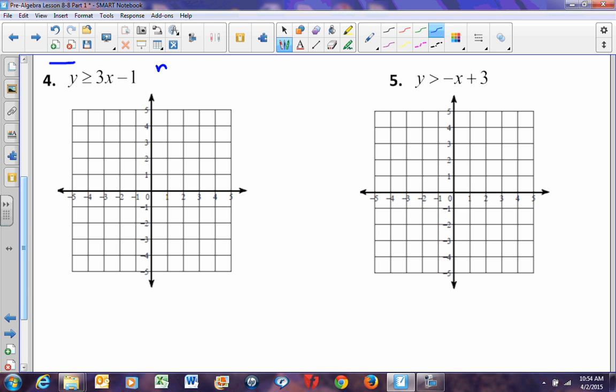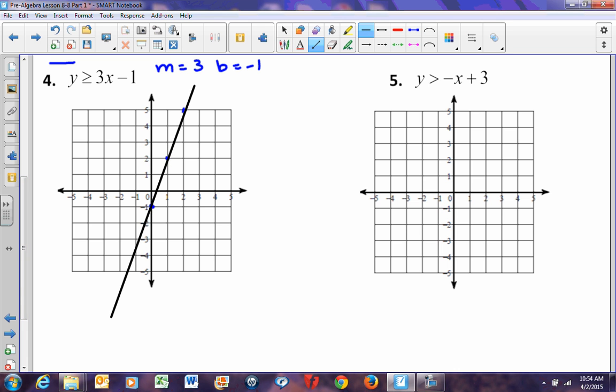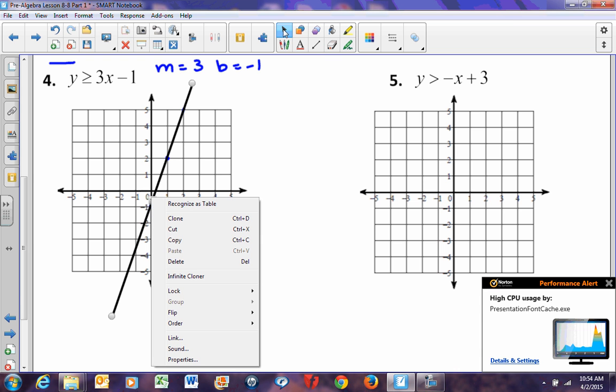My slope is 3, and my y-intercept is negative 1. So I'm going to cross my y-axis at negative 1. My slope is up 3 over 1, up 3 over 1. My boundary line is solid, so I'm going to draw a solid line, just like I would do normally. Okay, so far we haven't changed this from what we've been doing with linear equations. We've basically done the exact same thing that we've done with linear equations here.